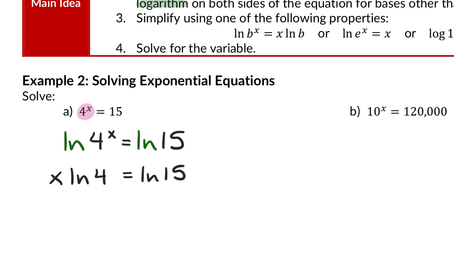How do you get the x by itself? Divide by natural log of 4. So this is one of those problems where you're going to want to wait to the very, very end to type anything in your calculator so you don't round too early.